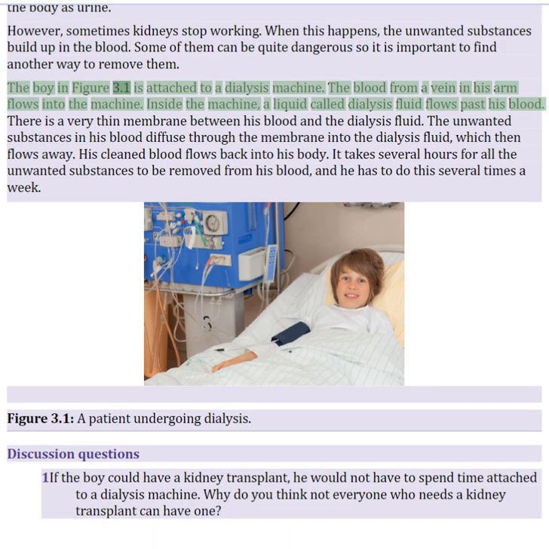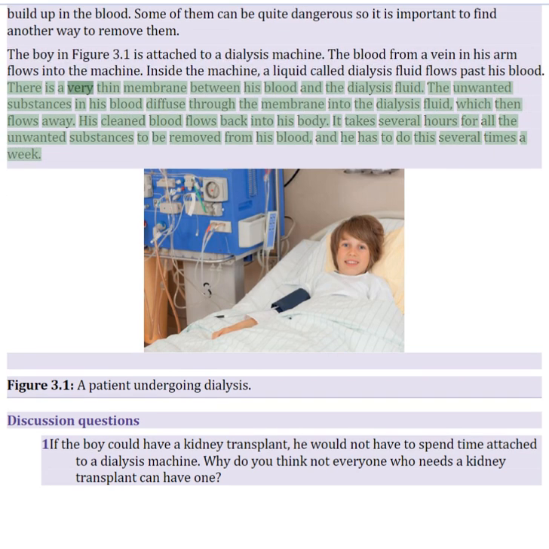The boy in figure 3.1 is attached to a dialysis machine. The blood from a vein in his arm flows into the machine. Inside the machine, a liquid called dialysis fluid flows past his blood. There is a very thin membrane between his blood and the dialysis fluid. The unwanted substances in his blood diffuse through the membrane into the dialysis fluid, which then flows away. His cleaned blood flows back into his body.